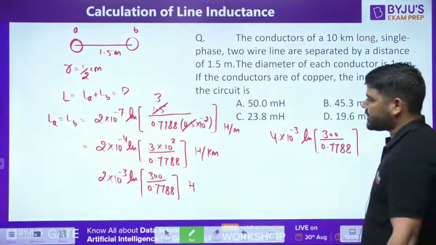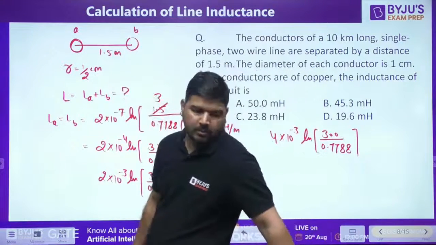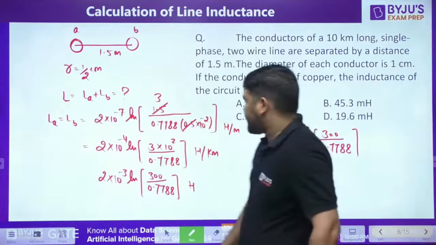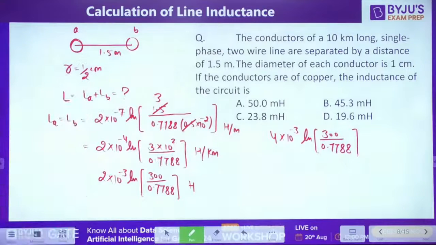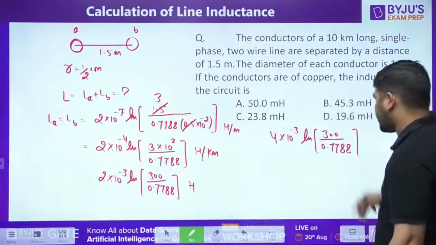What is the correct answer? Please calculate. Why have I multiplied it with 2? Because LA and LB, there are two conductors, no? That's why. So I hope you understood it. This was again a simple question and you can solve it easily. So you can calculate this value and you will get the answer.